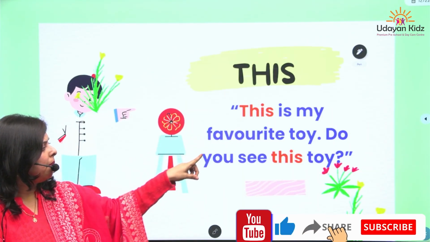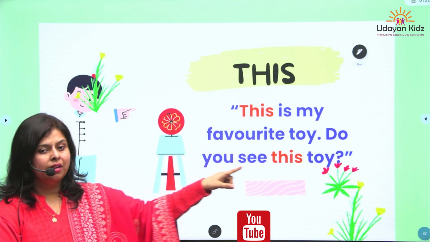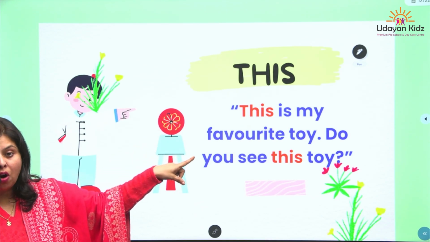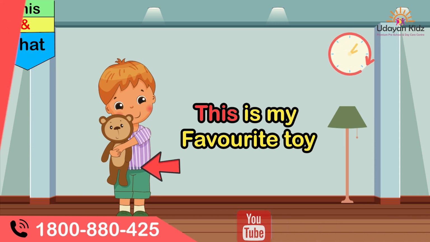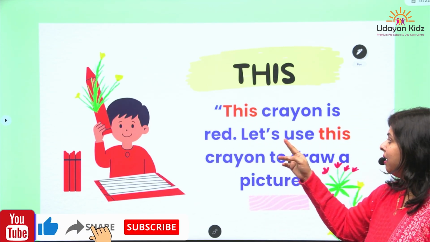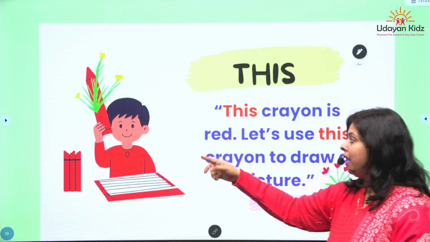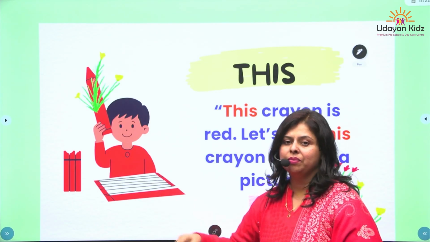This is my favorite toy. Do you see this toy? This crayon is red. Let's use this crayon to draw a picture.